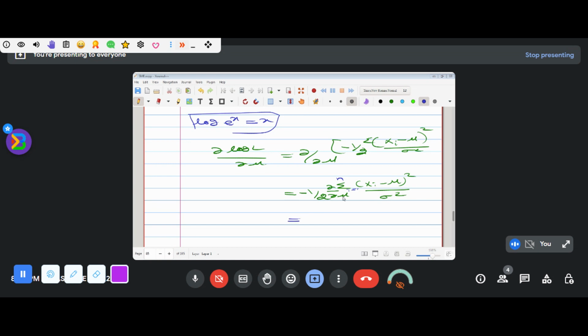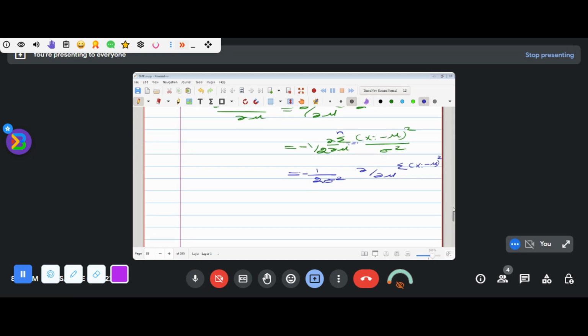With respect to mu, sigma squared is also constant, therefore I am taking outside minus 1 by 2 sigma squared, dou by dou mu of summation (xi minus mu) the whole square, that is equal to minus 1 by 2 sigma squared. I want to find the derivative, x power n formula, function of a function.